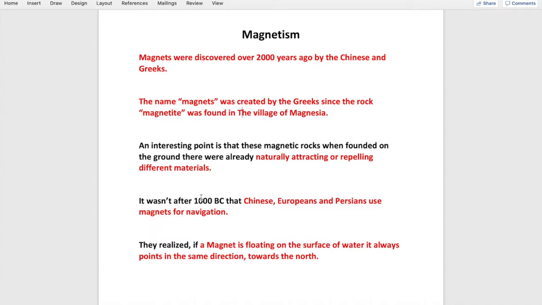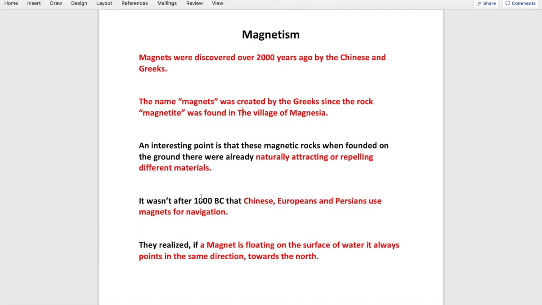Something here is that the Chinese and Greeks found this magnet like 2000 years ago, but they never used it. They were always thinking that this magnet had some magic or something like that, but they never used it for science. It was not until the year 1000 before Christ that the Chinese, Europeans and Persians started using magnets for navigation. This is a really important point in history, since the magnet helped them to navigate in the water. They used magnets to be able to travel a really long distance where before it was almost impossible.